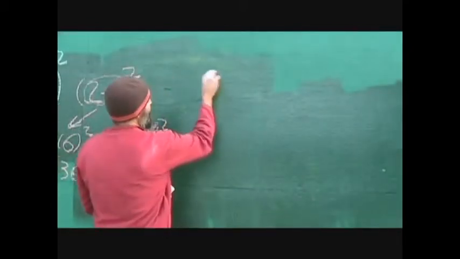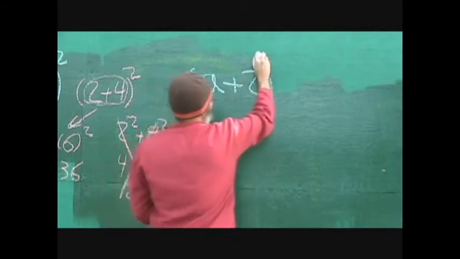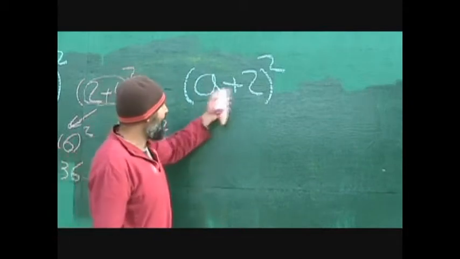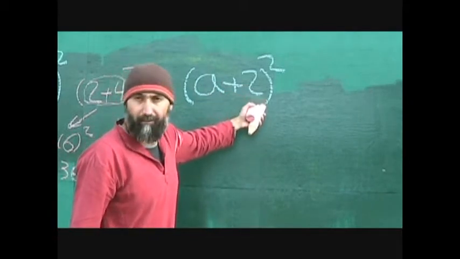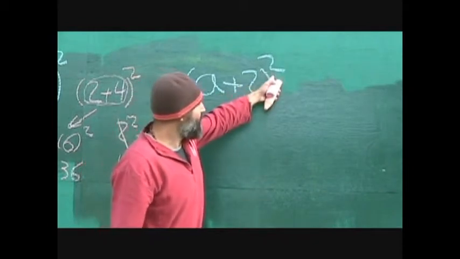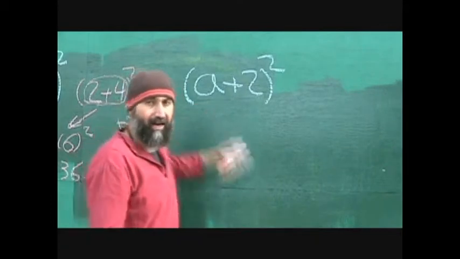Let's say you had a plus 2, squared. Now, you can't add these because that's a letter and that's a number. What you have to do with these is, the square term basically means whatever's inside the bracket times itself.